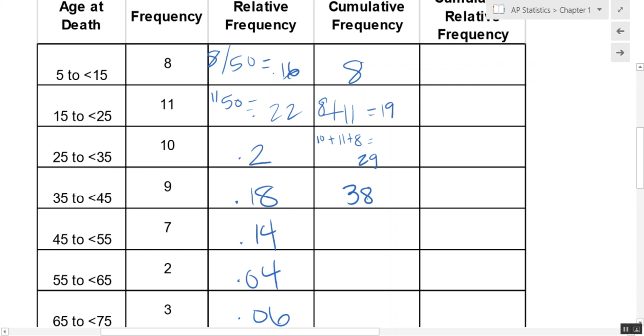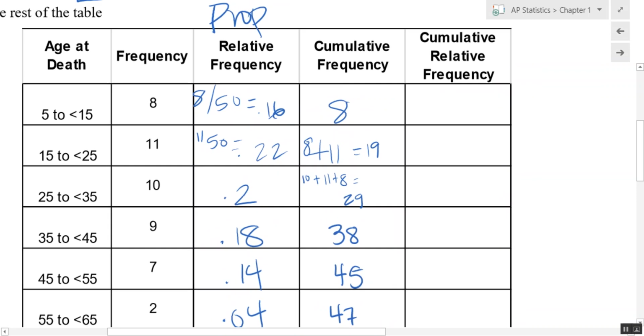And so on. So basically 38 plus 7 is what we're doing. Everything below 55. Everything below 65. And then everything below 75. So we have our total, 50. By the time we reach less than 75 years of age, everyone would have had a fatal accident. They would have all happened by the age of 75.